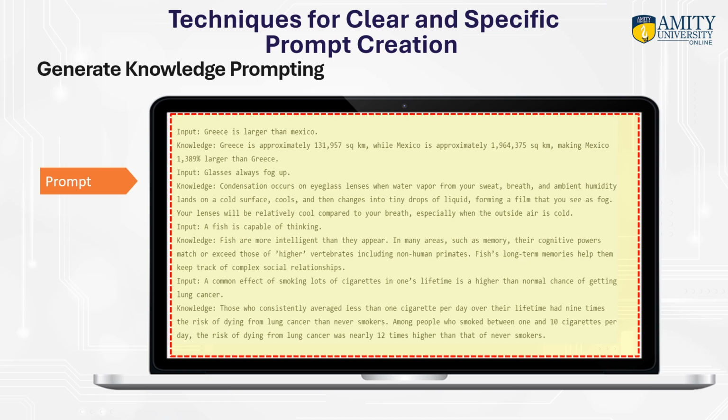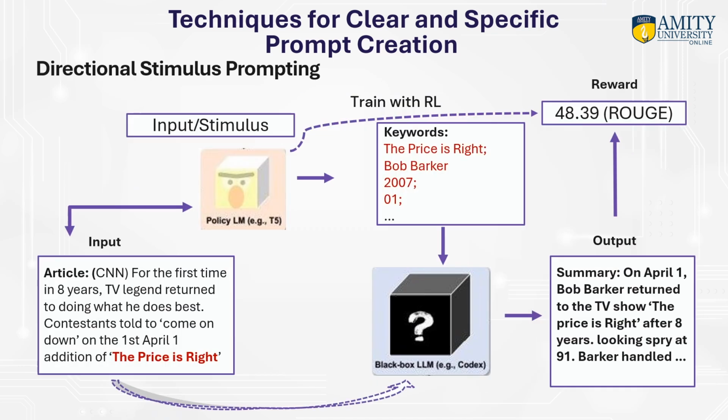So whatever knowledge is at higher confidence, it will provide you that as an answer. The last one is directional stimulus prompting. So we have finally directional stimulus prompting. This is a way of fine tuning your AI responses by providing hints or the keywords. It's like giving the AI a nudge in the right direction.